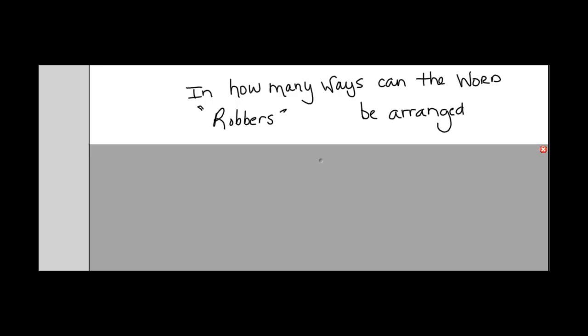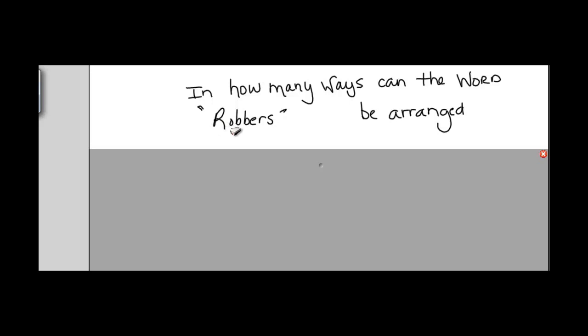Here we have another problem from 12.8 that states, in how many ways can the word robbers be arranged? So we have a formula. This is a permutation, but we have a couple of repetitions here. And if we have a B and we rearrange it with a B, you can't tell that we've rearranged them. So we need to account for that in our formula.